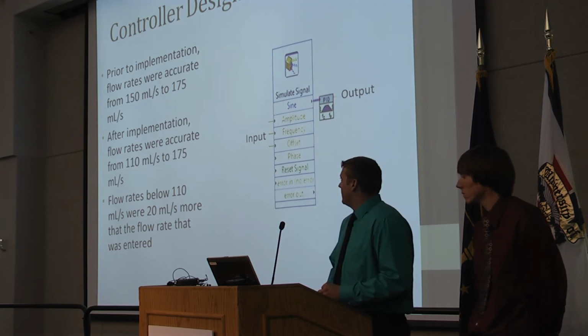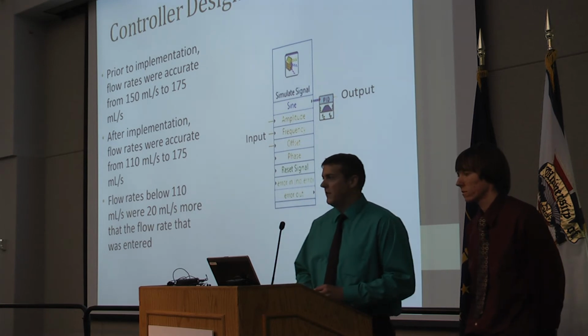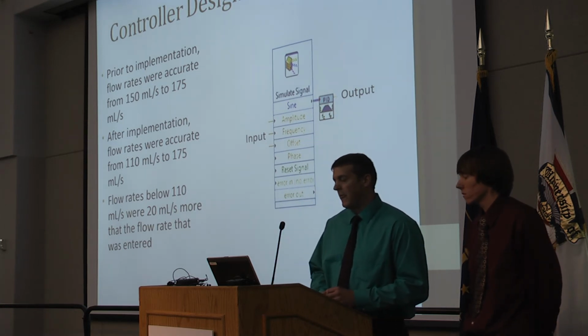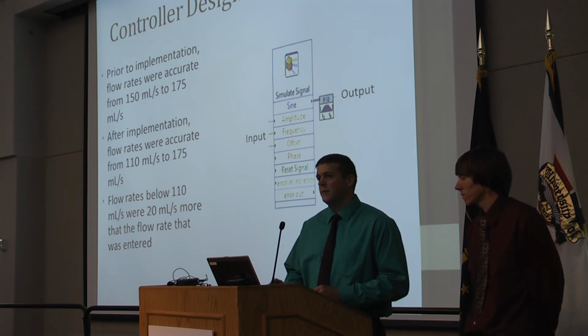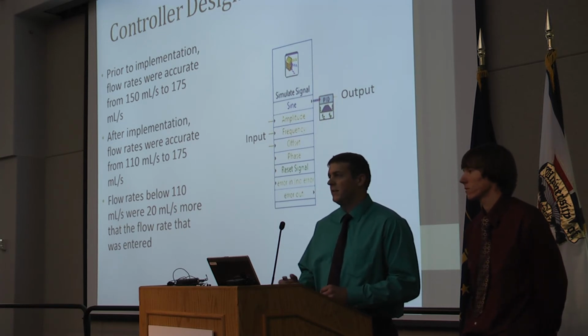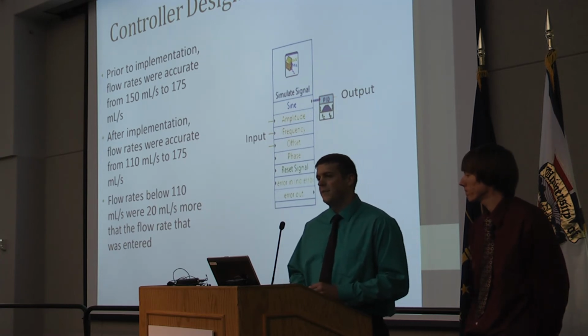And flow rates below 110 milliliters per second were still approximately 20 milliliters per second greater than what the user would enter. And this was acceptable because as the motor receives the lowest voltage that it can start to operate at, it starts sputtering, and the flow rate that it's sending isn't very consistent.